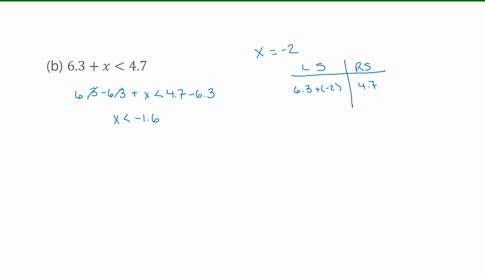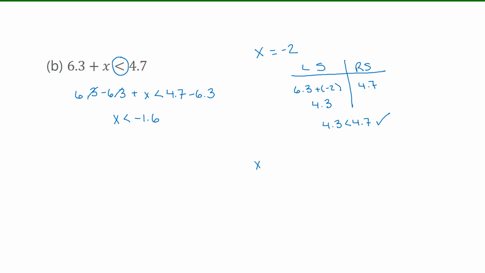Now, unlike an equation, we're not trying to see if the left side and right side are equal. We're trying to see if the left side is less than the right side. So when I work out the left side, I get 4.3. Since 4.3 is less than 4.7, then that means that negative 2 is part of the solution.